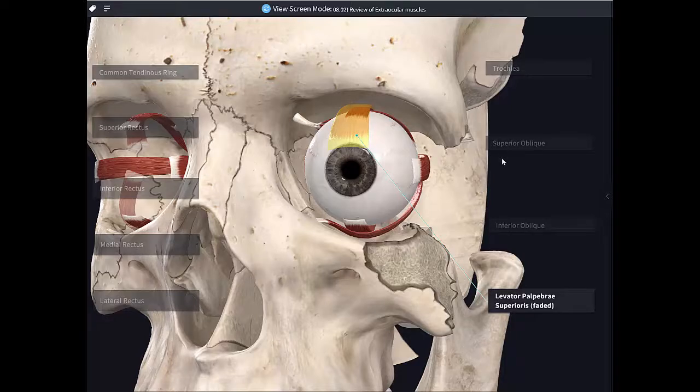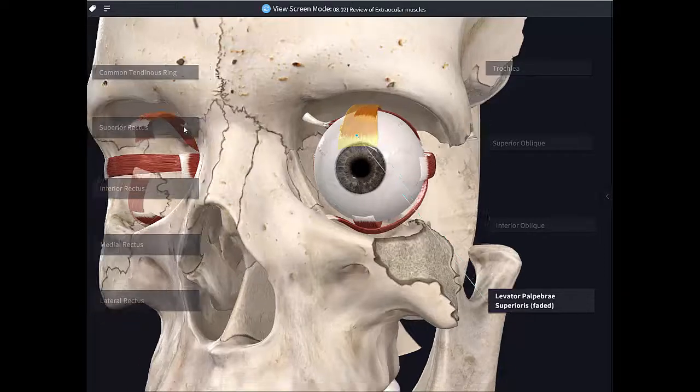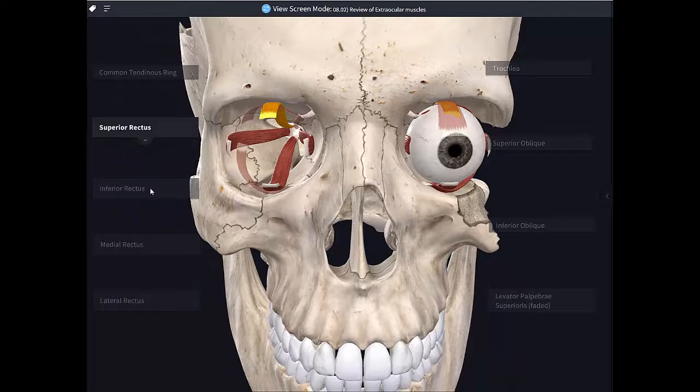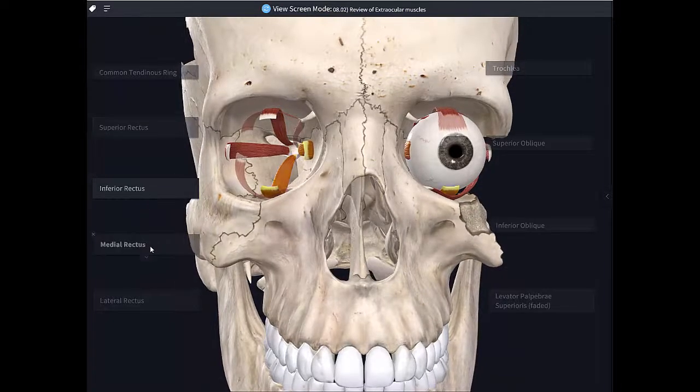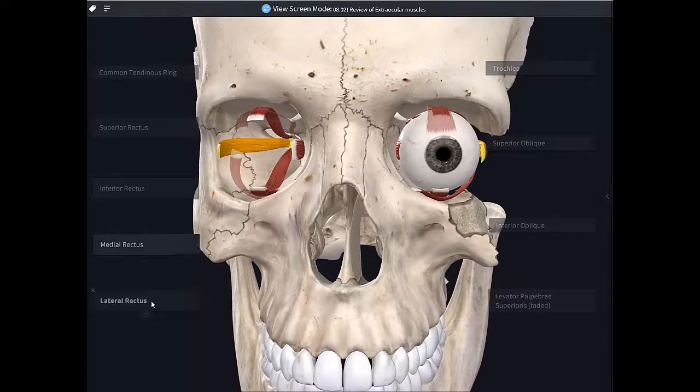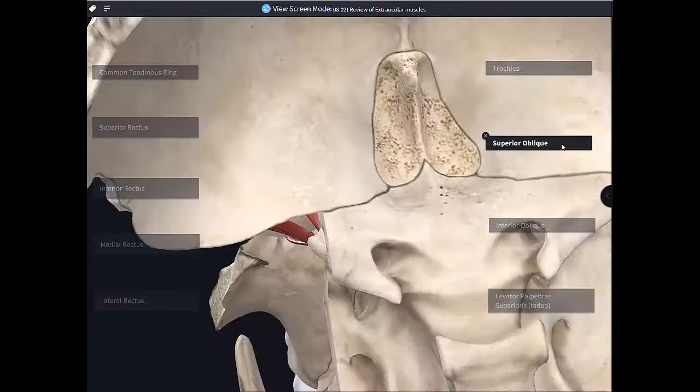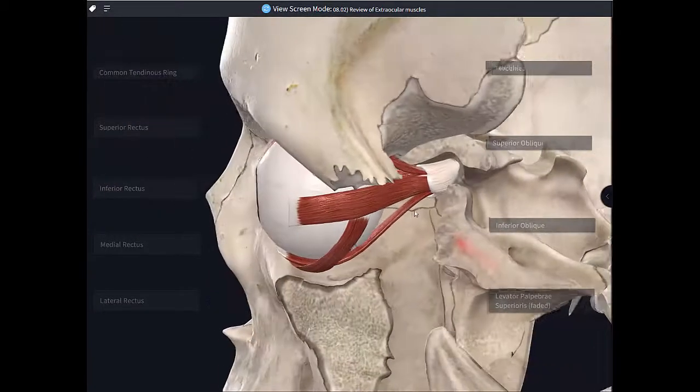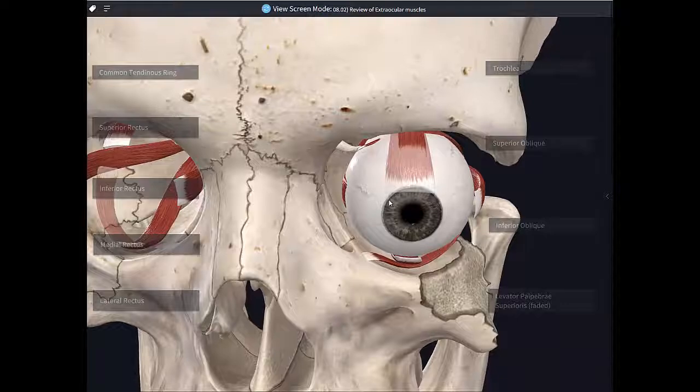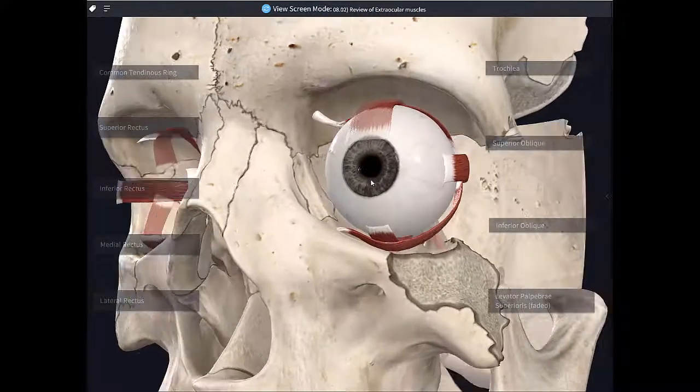Then you have four muscles that are called recti. This means they're straight. You have the superior rectus, the inferior rectus, a medial rectus, and a lateral rectus. In addition to that, you also have two muscles that act obliquely. That would be the superior oblique. Well, we can't really see it very well there. We can see it if I move like this.